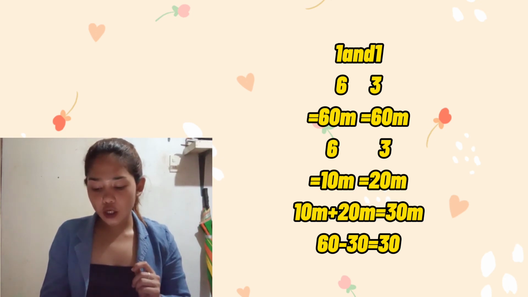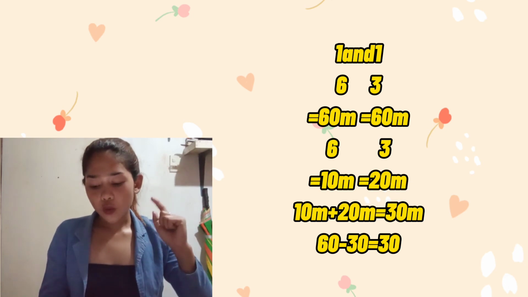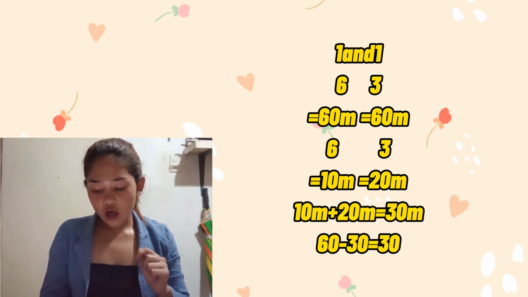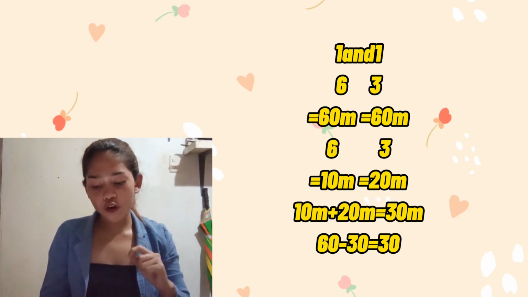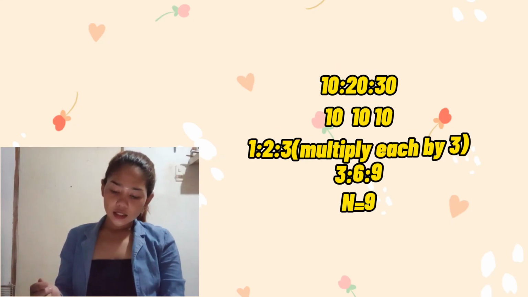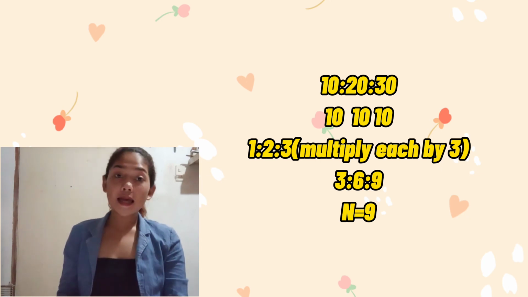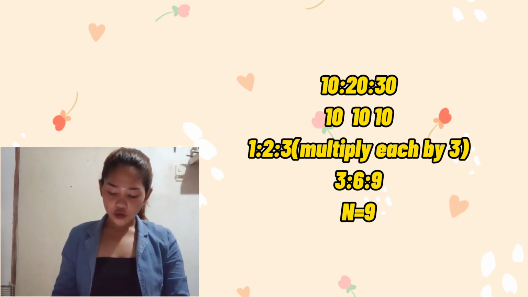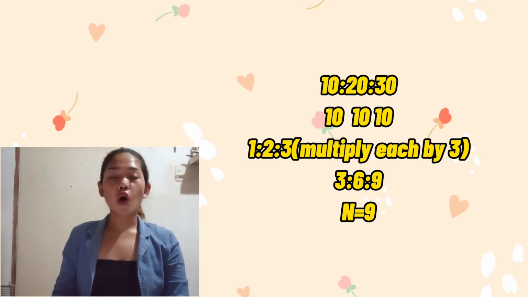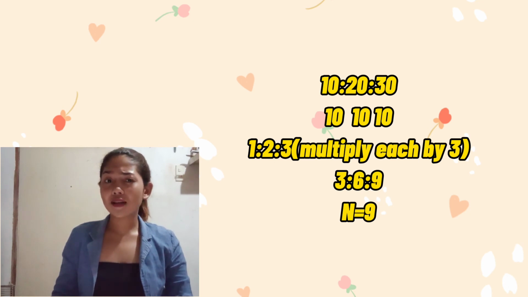So the 60 meters over the 6 is equal to 60 meters over 3. Okay. Now copy the 10 and the 20 and the total, the answer of 60 minus 30 is 30. Okay, so 10 is to 20 and 20 is to 30. So let us find their common factor. Okay, what is their common factor of 10, 20 and 30? Okay, so is it 10?